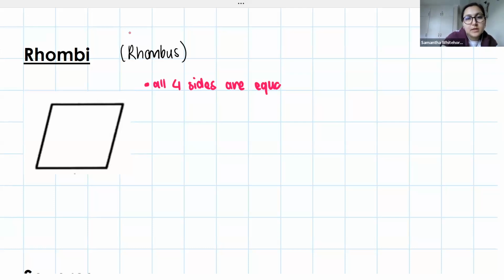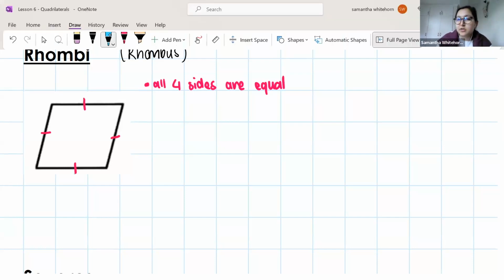I feel like my handwriting has deteriorated. Okay, so all 4 of these sides are equal. That is one of the defining characteristics of a rhombus.